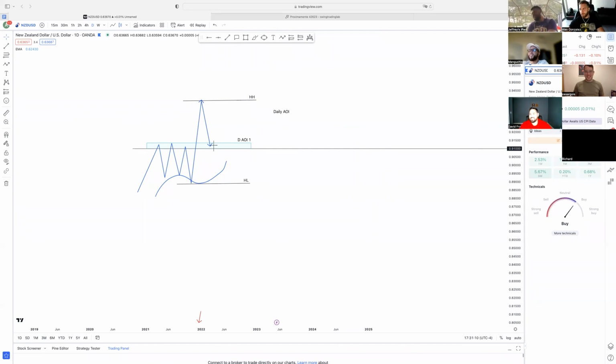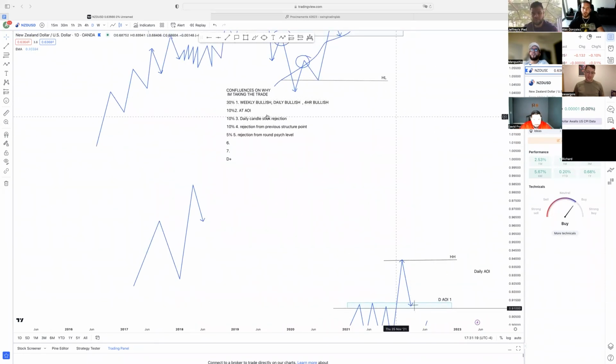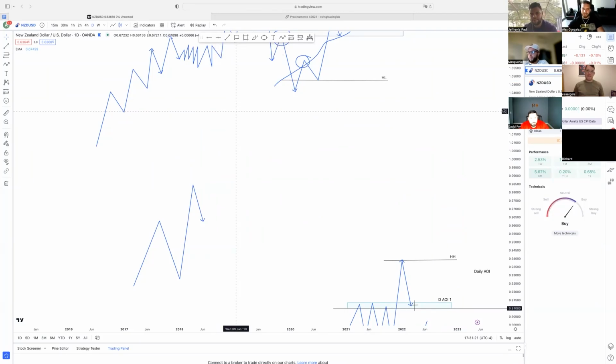Is it better to have an area of interest on the weekly or the daily? Whichever one. They're both 10%. All right, perfect. Cool. So if you guys are ready to move on, type 1. If you guys aren't, type 2.